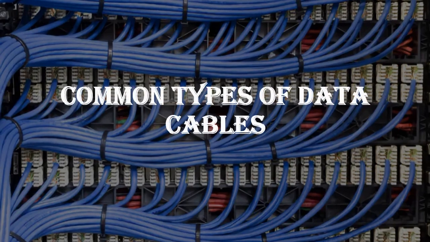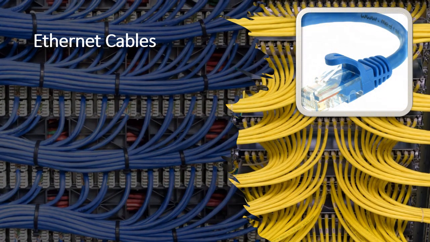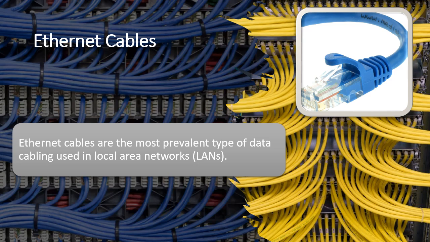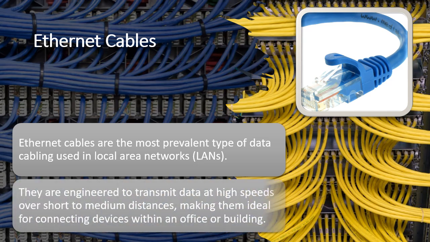Common types of data cables. Ethernet cables. Ethernet cables are the most prevalent type of data cabling used in local area networks, LANs. They are engineered to transmit data at high speeds over short to medium distances, making them ideal for connecting devices within an office or building.